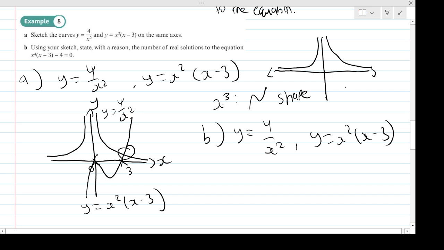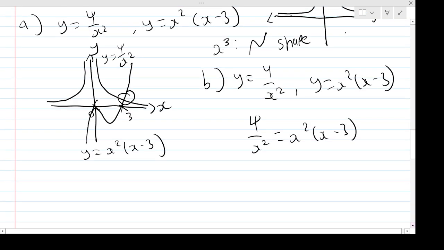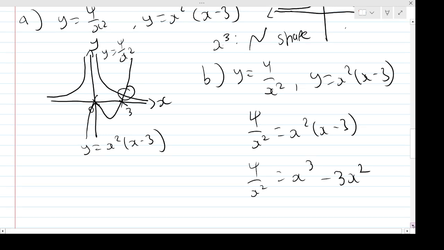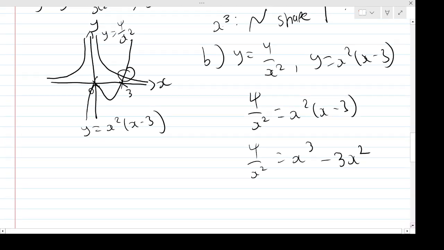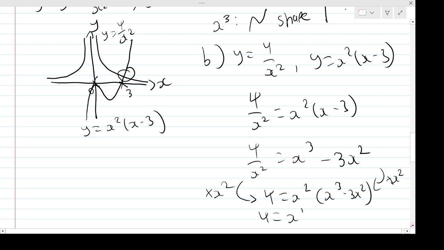Let's see. Well, if I equal them, when they intersect each other, 4 over x squared is going to equal x squared x minus 3. Well, let's expand the bracket first. So 4 over x squared is x cubed minus 3x squared. But then I can multiply everything by x squared because I have an x squared on the bottom here. So if I multiply both sides by x squared, basically cross multiplying, to get rid of the fraction, I get 4 equals x squared of x cubed minus 3x squared. And then 4 equals x to the 5, if I expand it, minus 3x to the 4.